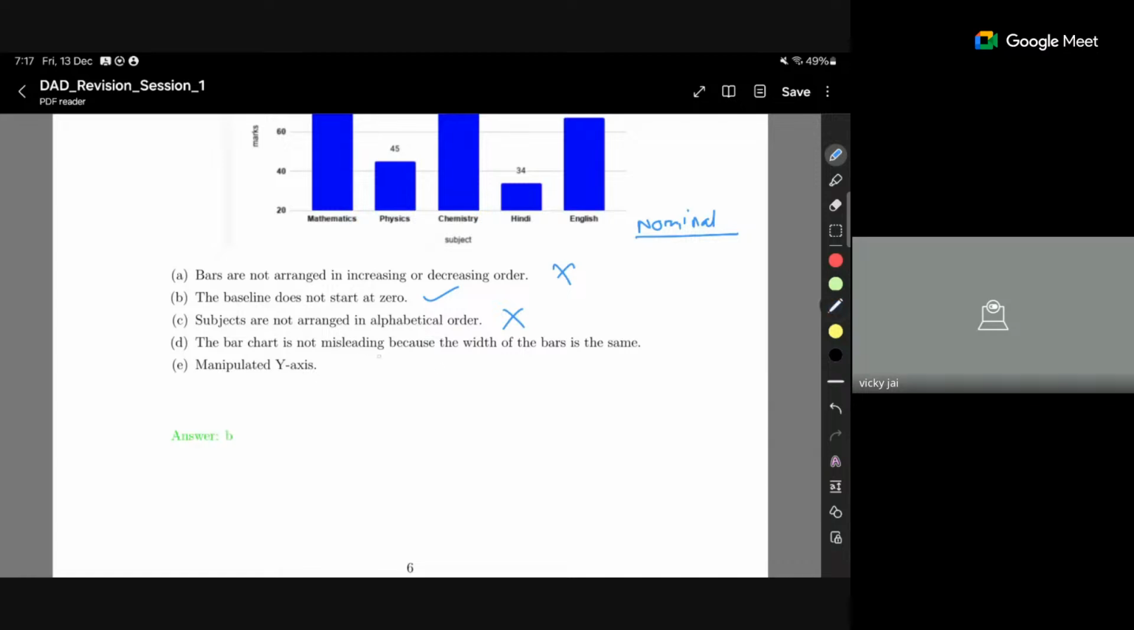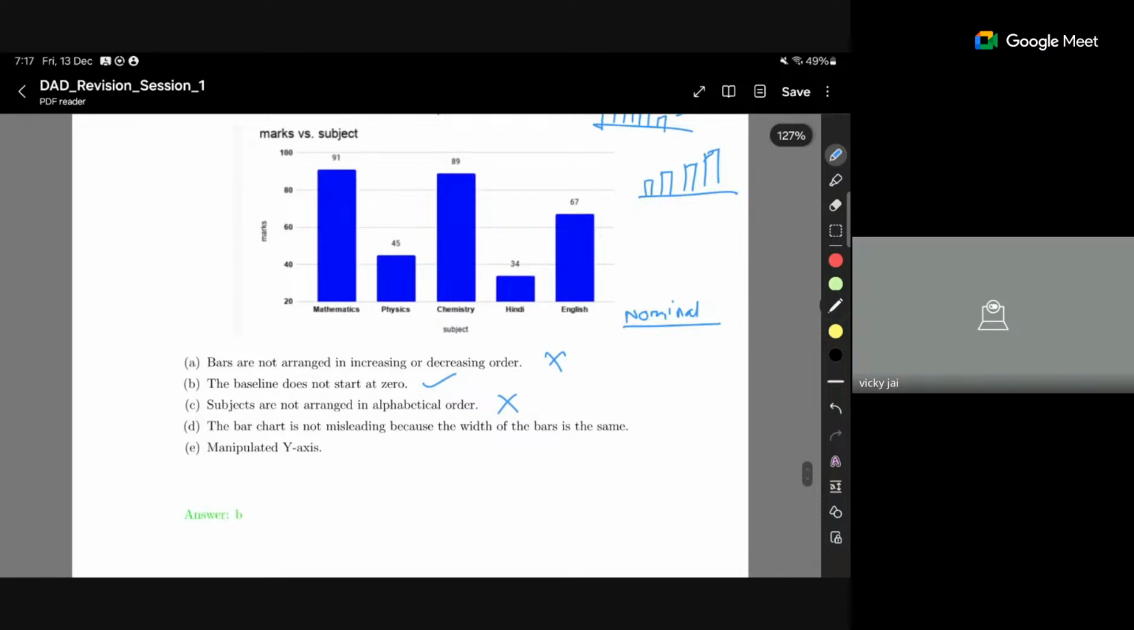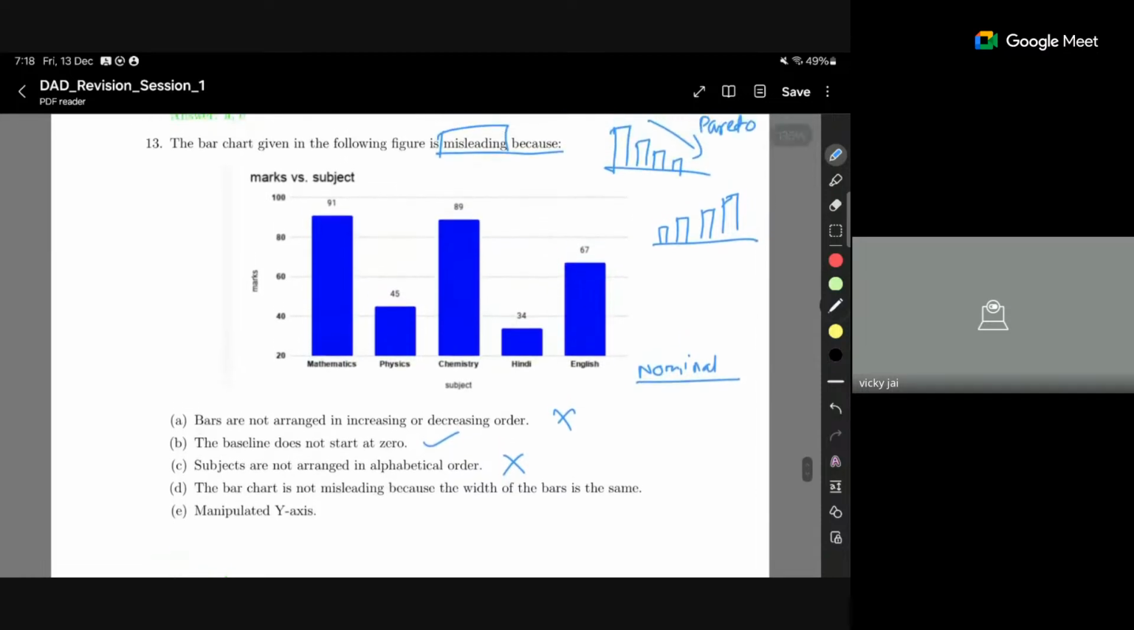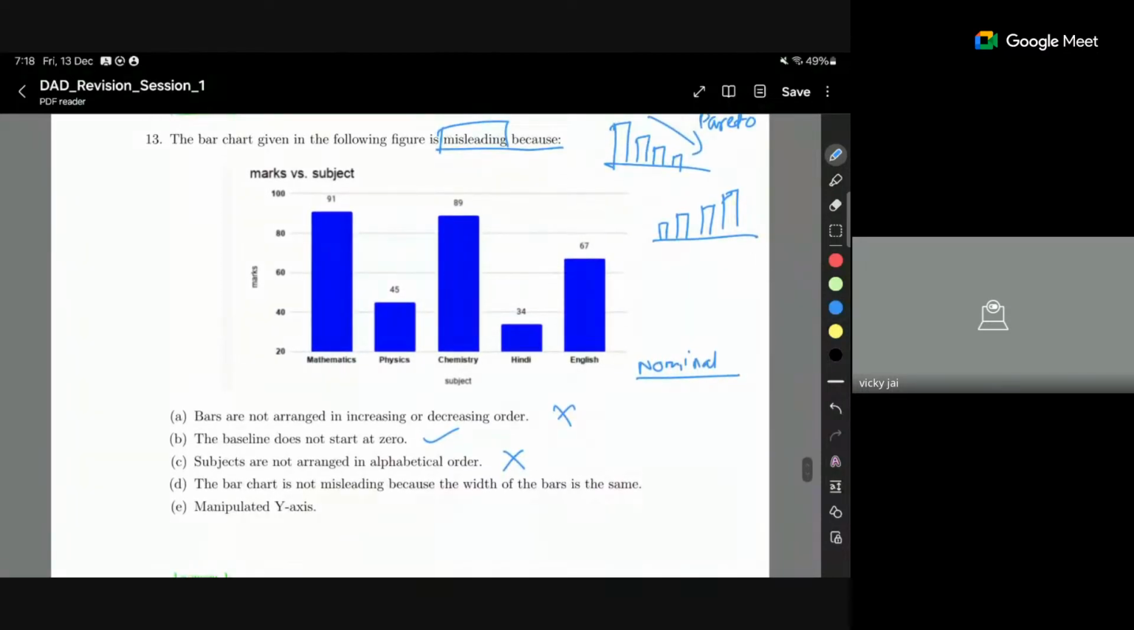The bars are not misleading because the width of the bars is the same. The width of the bars should be the same. This is a good way, but it is not misleading. I mean, the statement is true, but they are asking about why it is misleading, right? So we don't care about this.